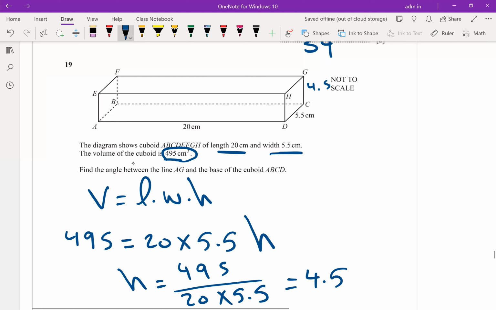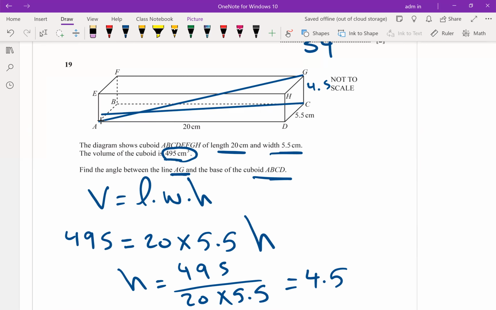Find the angle between AG and ABCD. Which angle exactly? Join AG. Draw the perpendicular at C and join AC. So which angle is he asking us to find? This angle: the angle between AG and the perpendicular from G to C, which joins the diagonal.